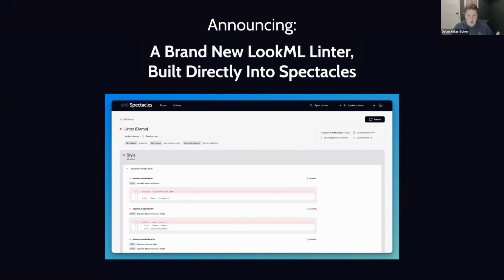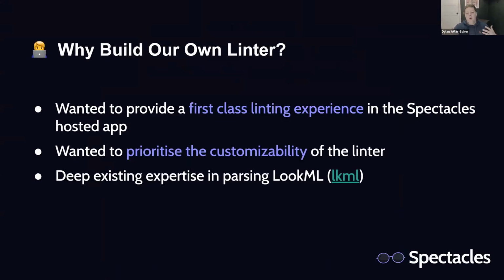Now, as Adrian talked about, LAMS is a fantastic linter for LookML, which raises the question: why would you, the team at Spectacles, want to build your own? There are a couple of key reasons. One is that Spectacles has a hosted app. We really want to build a first-class linting experience for people who are using that app. For us, it's useful to have control of the code base in its entirety and build it so that we can provide the best experience in the app with the best UI possible. That's one of the reasons we've built our own.